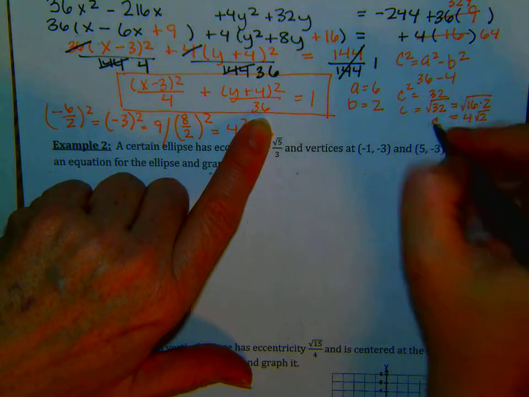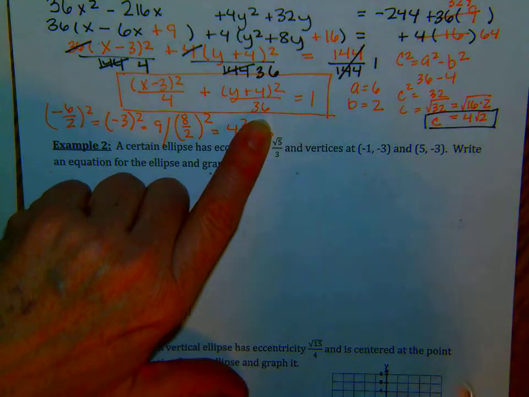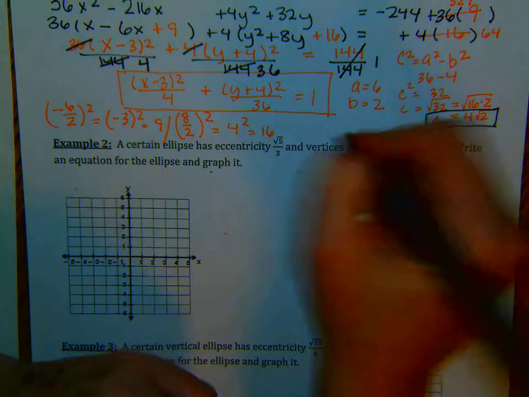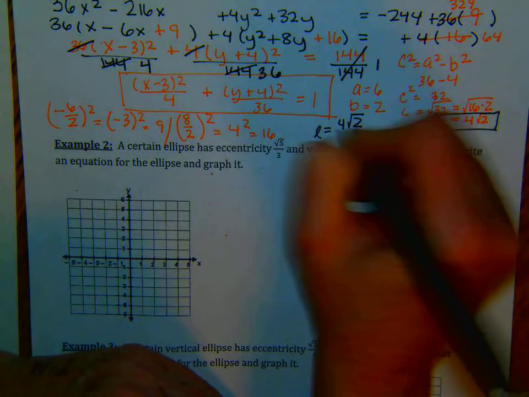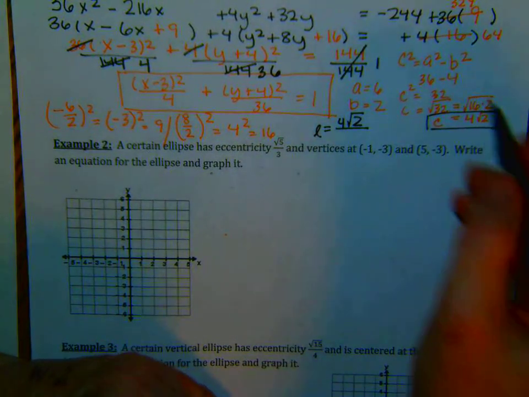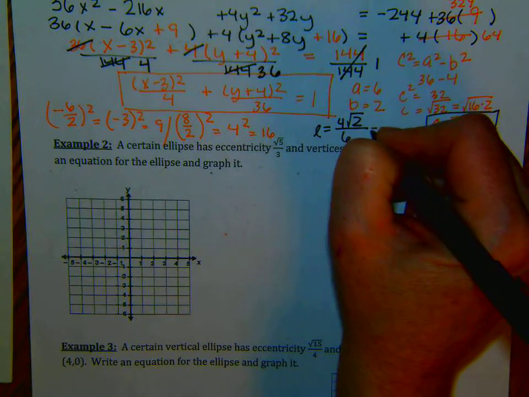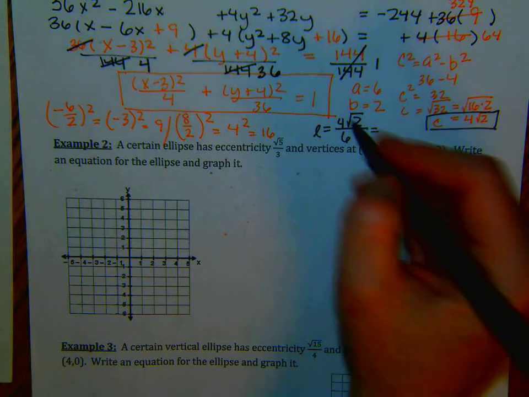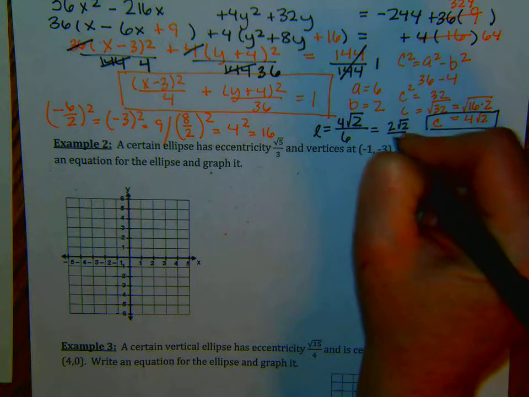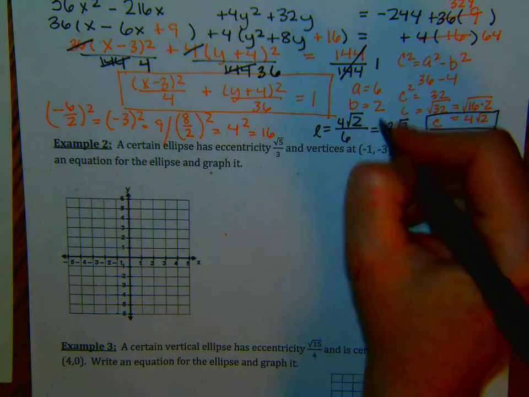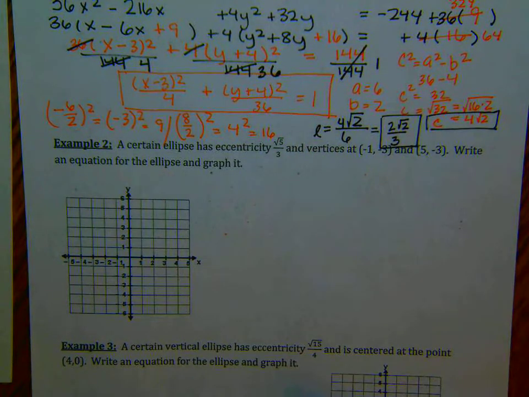All right, we're getting there. So that is what I needed. I needed two things to find my eccentricity. E is equal to C over A, so 4 radical 2 over A. I've lost my A. A is 6. So now I just have to reduce that one more time. So 4 over 6 becomes 2 over 3. So 2 radical 2 over 3. And that is the eccentricity of this ellipse. Okay, whew, that was some work.